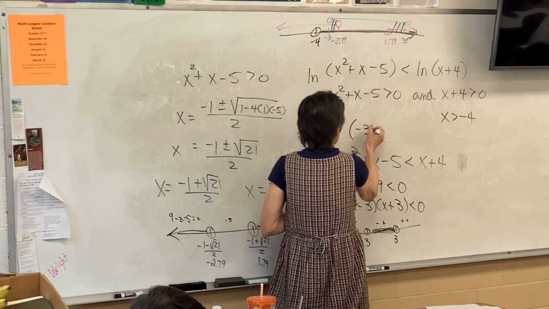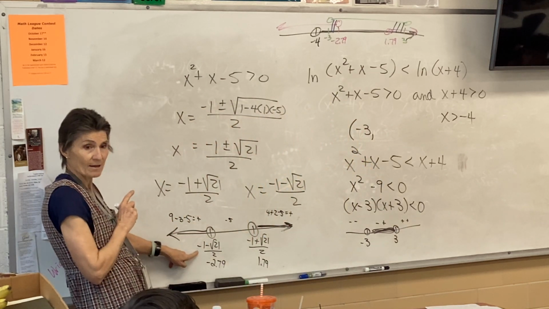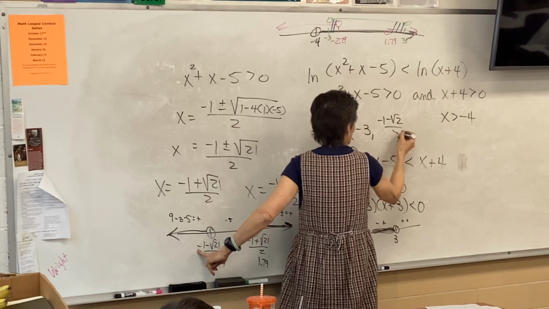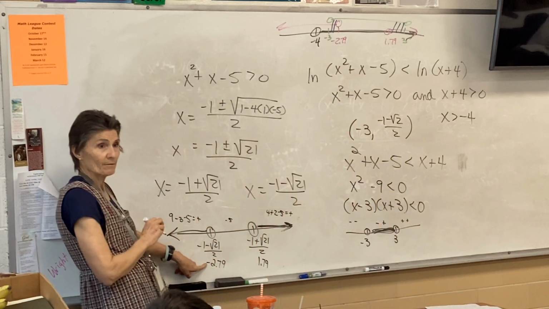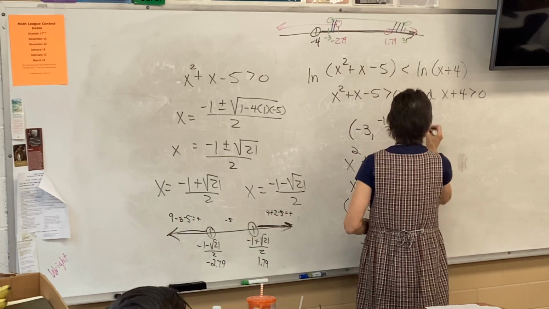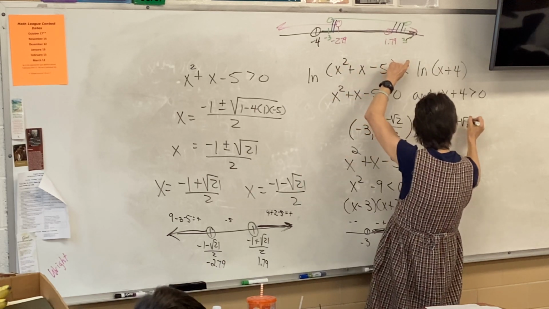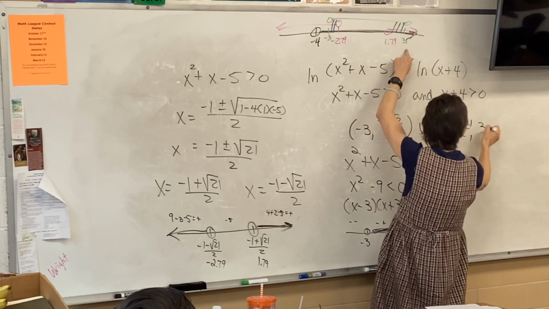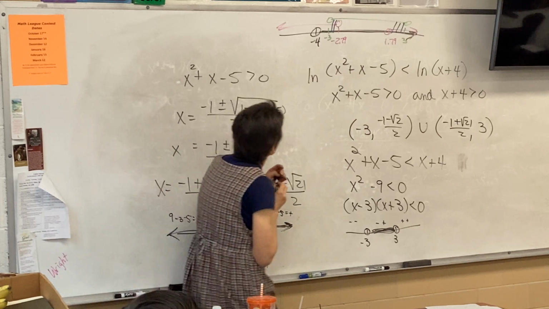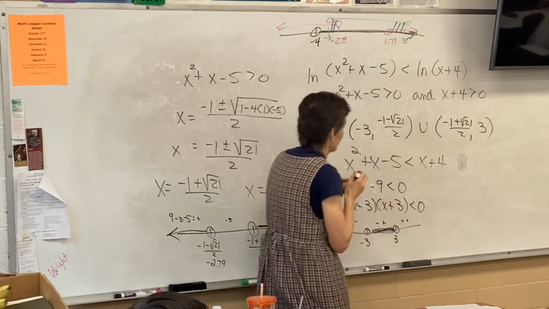Oh, -3 to -2.79, unless you want to be exact, and then it would be (-1 minus root 21) over 2. That was our -2.79 number. Or (-1 plus root 21) over 2. I hear rumbling. Do I have a mistake, guys? It's supposed to be -3 under your answer. Oh, yeah. Thank you.